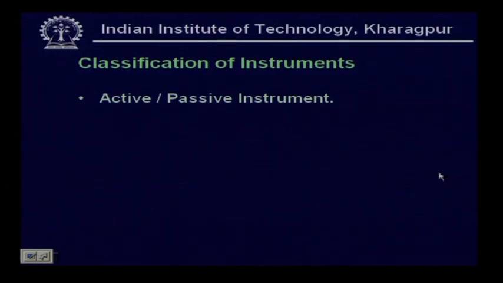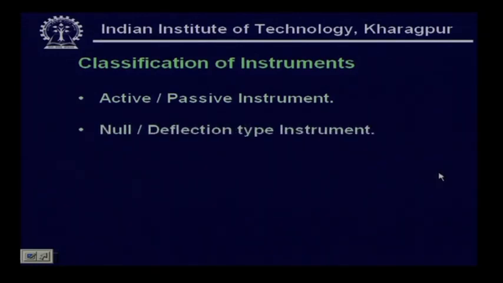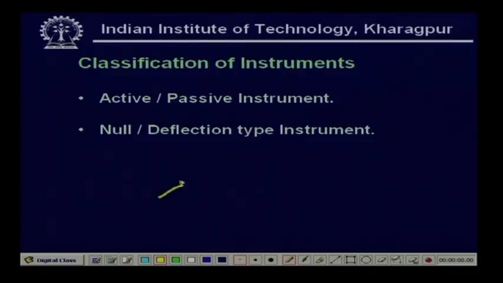That we already discussed. Now, there are null and deflection type of instruments. This is very important, null and deflection type of instruments. What is this null and deflection type? All of you are familiar with the Wheatstone bridge. How does it look? It looks like this.